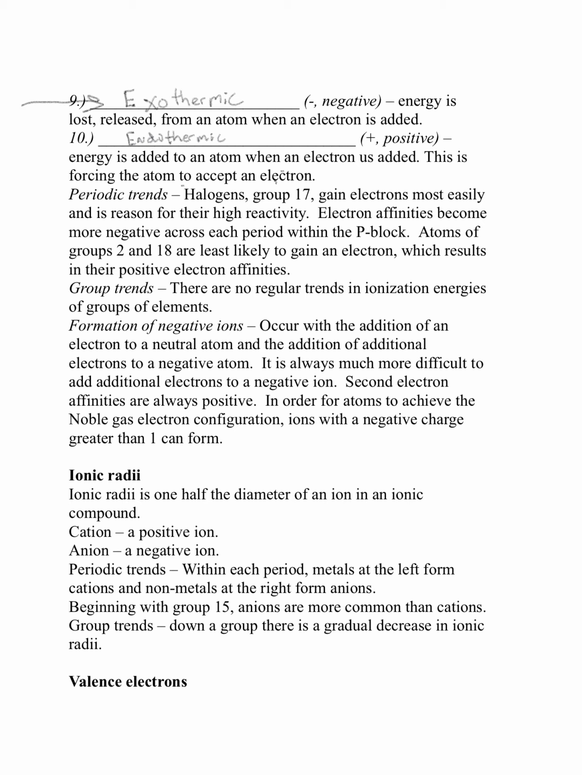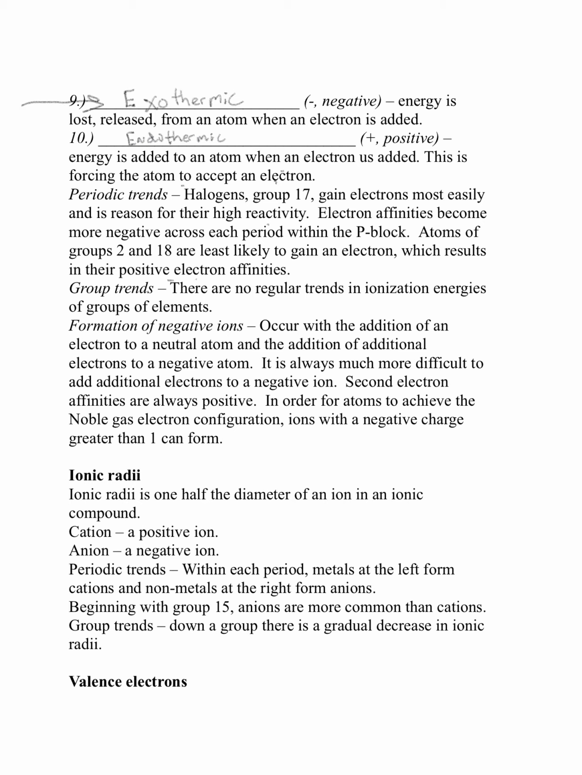Periodic trends. Halogens, group 17, gain electrons most easily, and this is a reason for their high reactivity. Electron affinities become more negative across each period within the p block. Atoms of groups 2 and 18 are least likely to gain electrons, which results in their positive electron affinity.